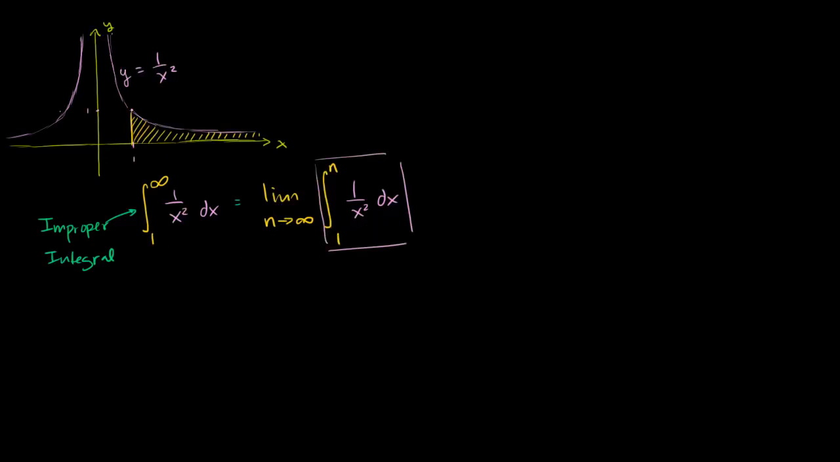So the second fundamental theorem of calculus, or the second part of the fundamental theorem of calculus, tells us that this piece right over here, actually, so let me write the limit part. I'll just rewrite the limit as n approaches infinity and we're going to use the second fundamental theorem of calculus. We're going to evaluate the antiderivative of 1 over x squared, or x to the negative 2. So the antiderivative of x to the negative 2 is negative x to the negative 1, or negative 1 over x. So negative 1 over x is the antiderivative, and we're going to evaluate it at n and evaluate it at 1.